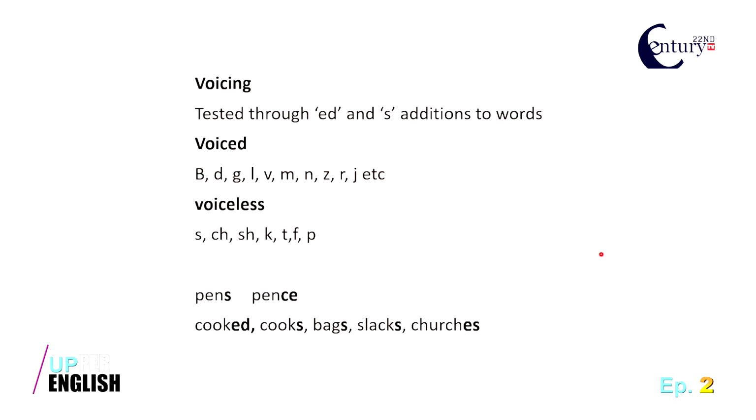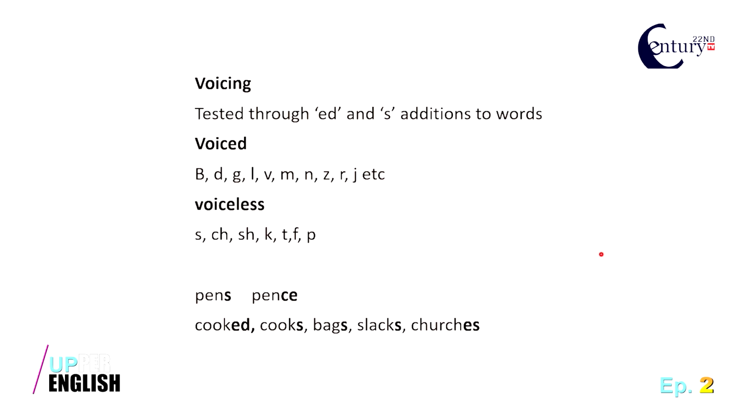Example, let's try the B sound. B. Follow me, please. B. Your throat vibrates. We have D. Same thing. The G sound. The L. The V. The M. The N. The Z. The R. And the J. Like that. It means these sounds are voiced.